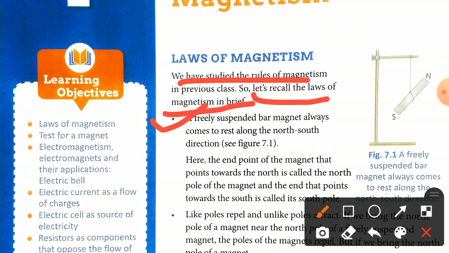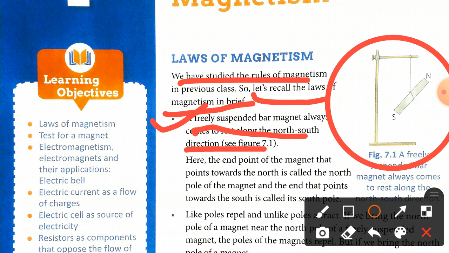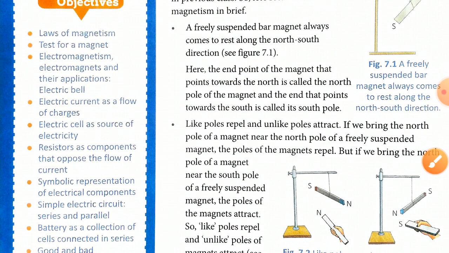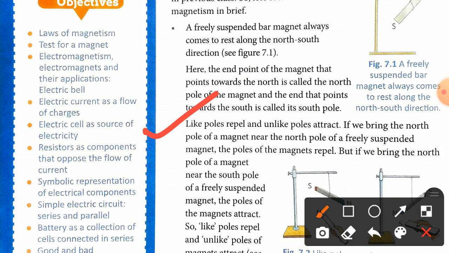First one, a freely suspended bar magnet always comes to rest along the north-south direction. You can see here, if you suspend a bar magnet with the help of a thread, then it always rests in the north-south direction. Here the end point of the magnet that points towards the north is called your north pole, and the end pointing toward the south is called your south pole.